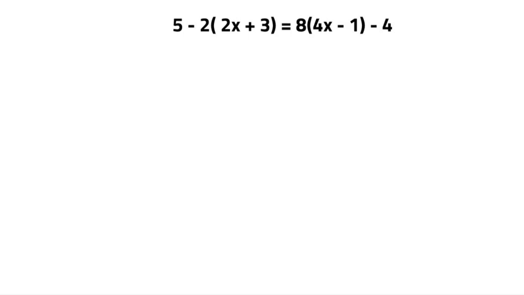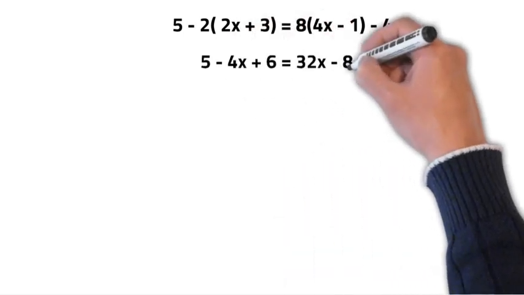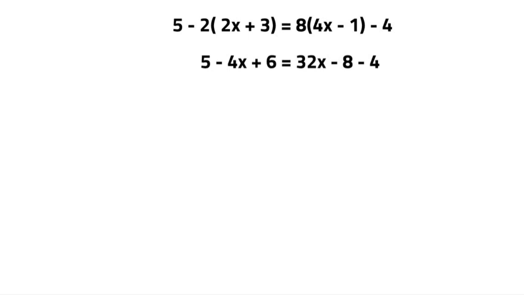Now the first step is to multiply this out. So we're going to take our 2 times our 2x plus 3 and multiply that out, as well as the same with 8 and 4x minus 1. So that leaves us with 5 minus 4x minus 6, which equals 32x minus 8 minus 4.